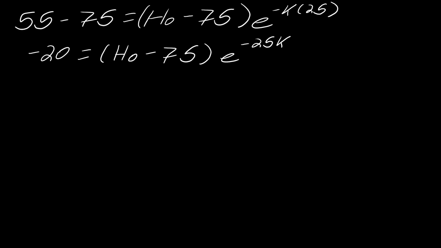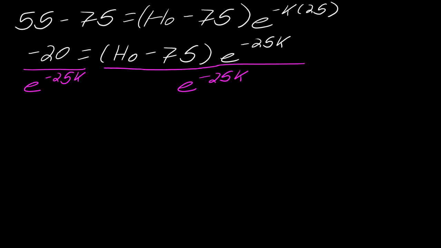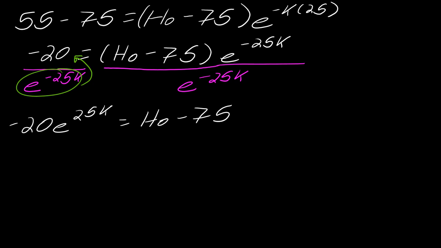So 55 minus 75, that's negative 20. And then I just rewrote this as negative 25k. Making our way towards trying to isolate this H naught, first I'll divide each side by that e to the negative 25k. In doing that, I'm going to bring this e to the negative 25k up to the top. So I have this expression, and then I can just add the 75. So here is now my expression for H naught.